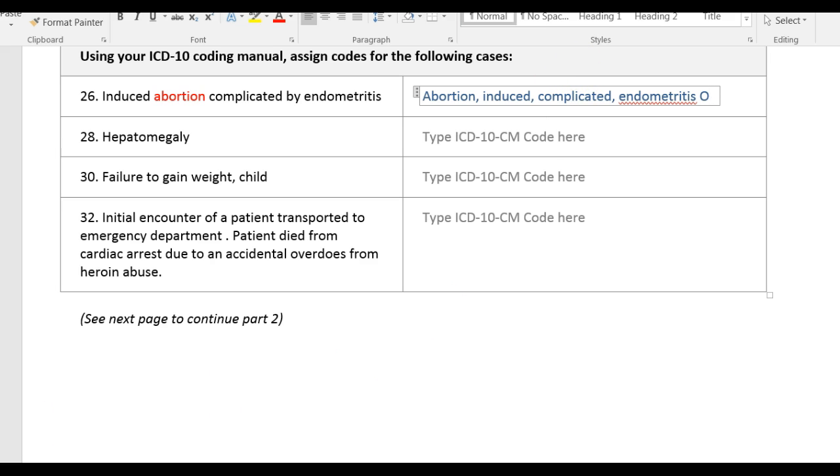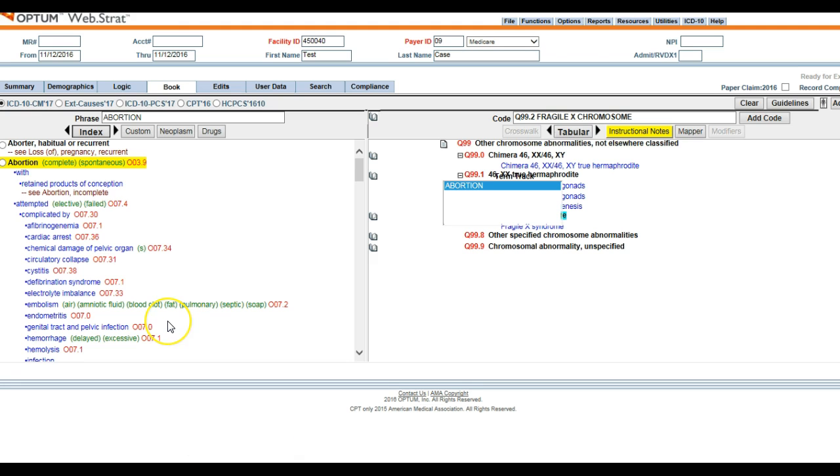So let me see how this would actually code. Because pregnancy and dealing with abortions and miscarriages and things like that are very complicated, I'm going to go through this scenario with you guys. So we have abortion complete spontaneous, and that's what we began with. Our 3-digit category is 0039, but since we have more details, like it's induced, we want to see if we can find our first level of indention.